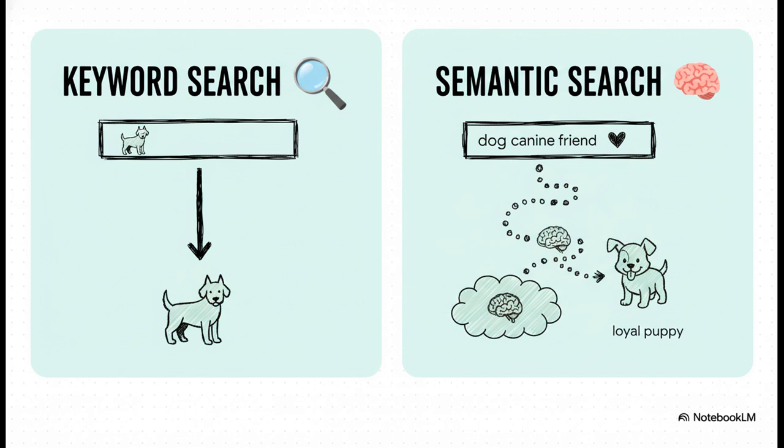Over on the left, you've got your classic keyword search. You type in dog, you get back results with the word dog. Simple, literal, no surprises. But look at the right, that's semantic search. It actually understands the context, the relationships between ideas. So you can search for something like canine friend, and it's smart enough to figure out that you might be interested in a loyal puppy. It's searching for meaning, not just matching characters.